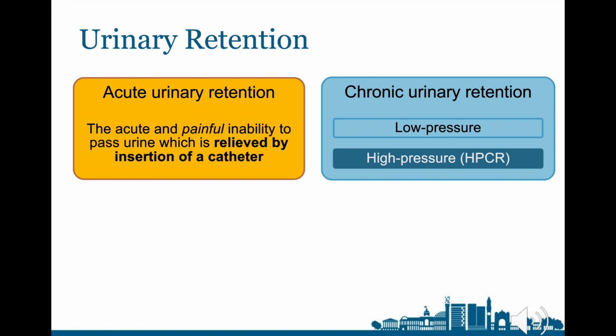Benign prostatic enlargement can present as acute urinary retention, which is the acute and painful inability to pass urine, which is relieved by insertion of a catheter. This latter part is really important. If your patient is still in pain after catheterization, then you need to look for other causes. In particular, you don't want to miss something like a leaking abdominal aortic aneurysm.